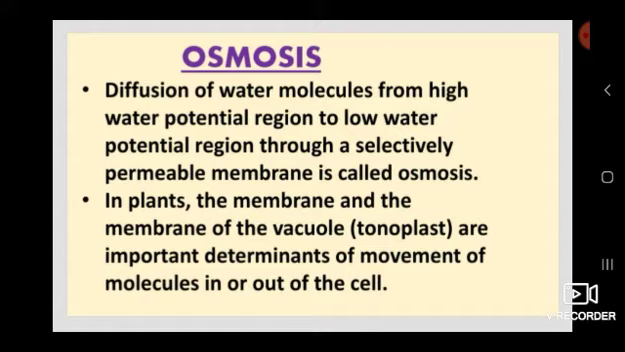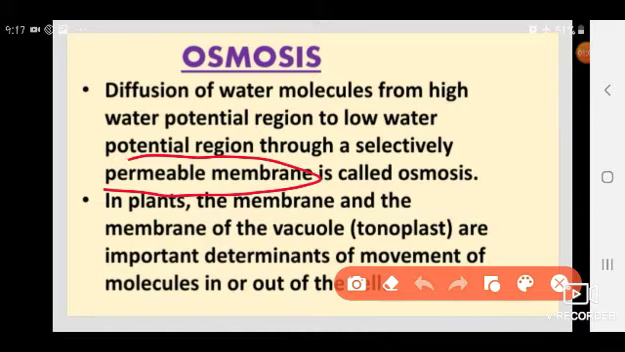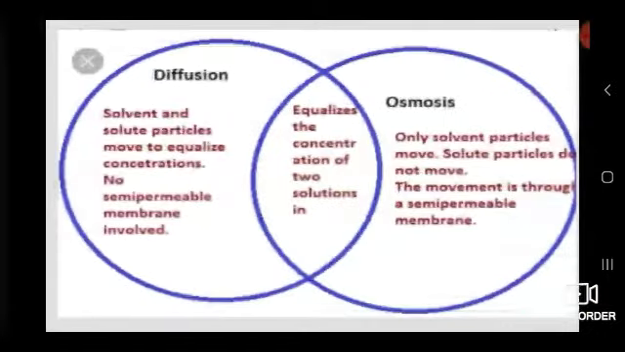But come to osmosis. Osmosis means diffusion of water molecules from a high water potential region to a low water potential region through a selectively permeable membrane. Here also molecules are transferred from high water potential to low water potential, meaning high concentration to low concentration region. But here the involvement of a selectively permeable membrane is important. In diffusion there is no membrane involvement.